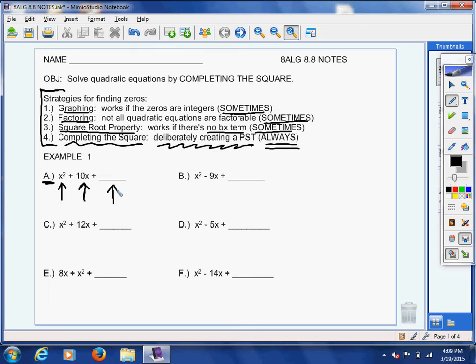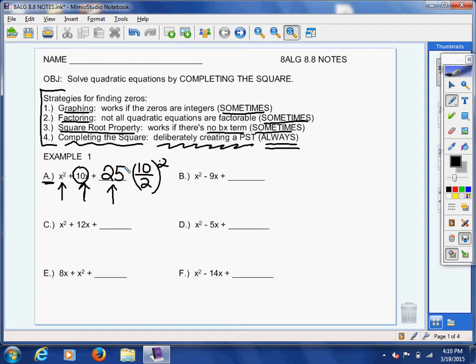Here's the process. It's really simple. Take b, which is positive 10, divide it by 2, and then square that number. Okay, so we can do this in our head. What's 10 divided by 2? 5. And what's 5 squared? 25. You just made this trinomial a perfect square trinomial. This thing is factorable. We could factor it right this second.